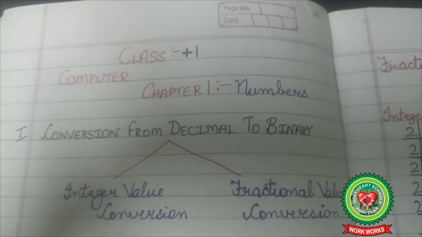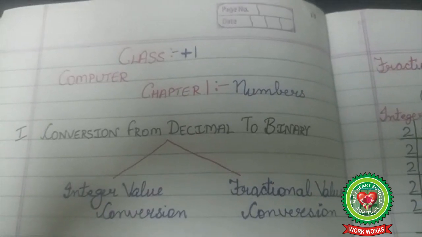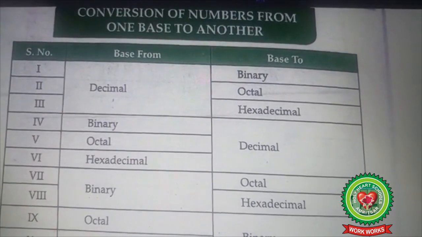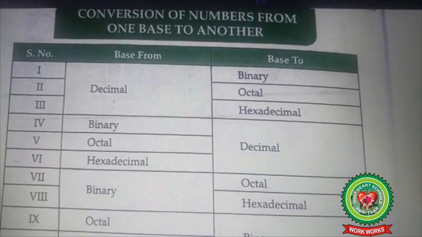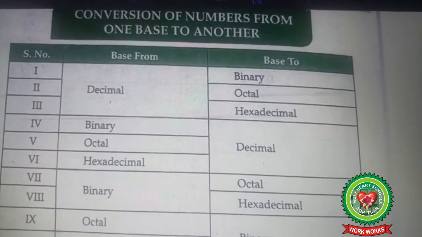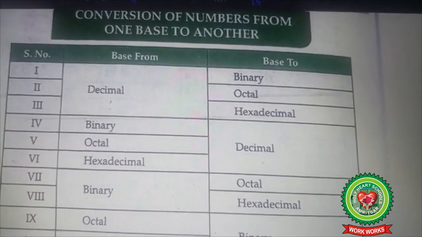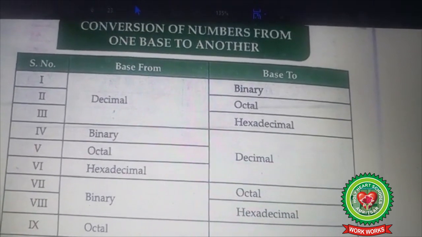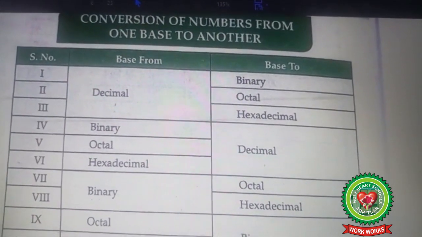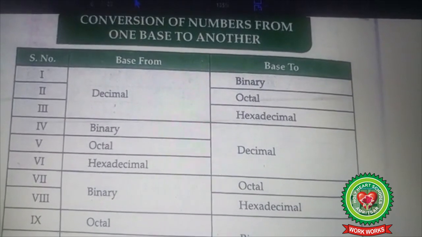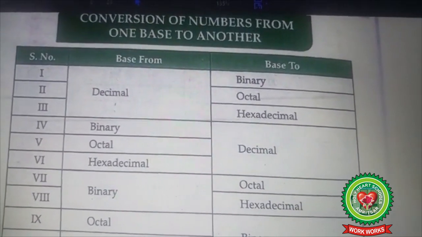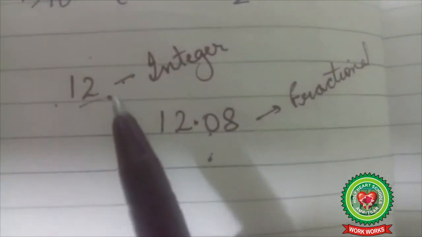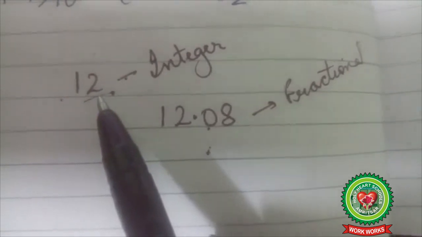Everyone, today we are going to continue Chapter 1, Numbers. The objectives of today's topic are: you will learn the conversion of numbers from one base to another. Today you will learn conversion of decimal to binary, decimal to octal, decimal to hexadecimal, as well as binary to decimal number.